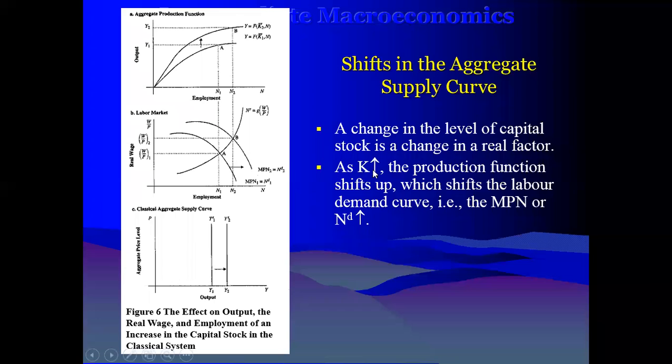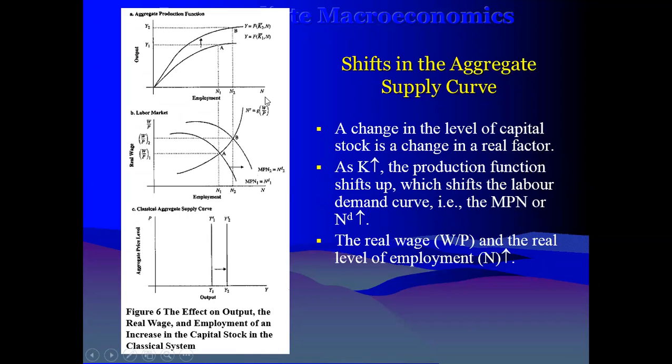So as the capital stock is going up, then the production function will shift up, which will shift what? The labor demand curve, the MPN or the labor demand curve will go up. This means that your Y2 can go up.